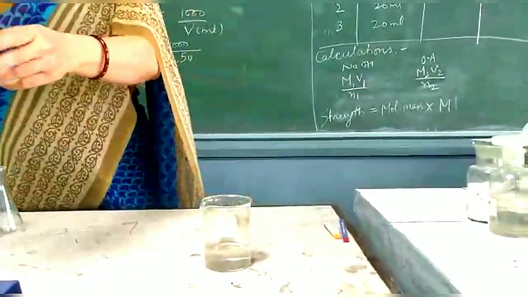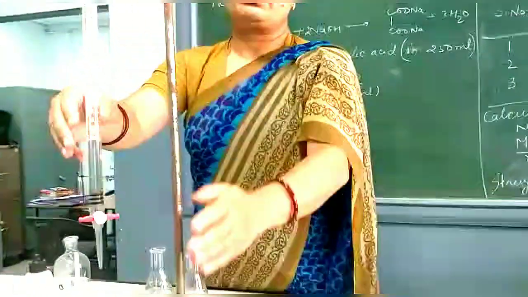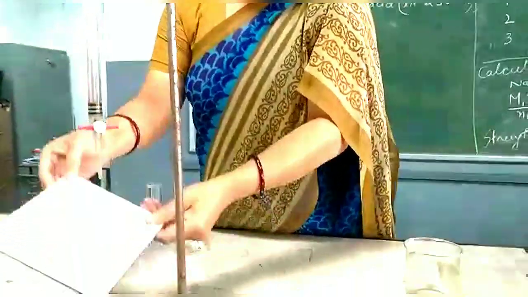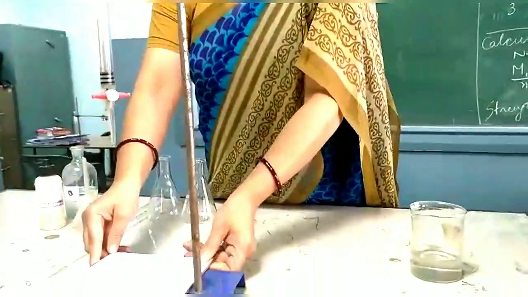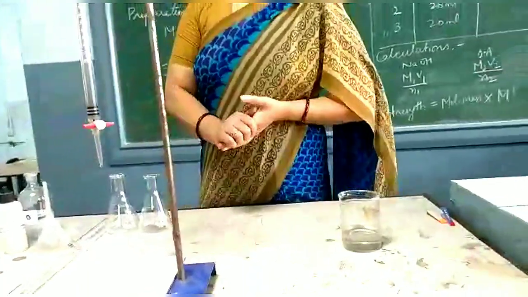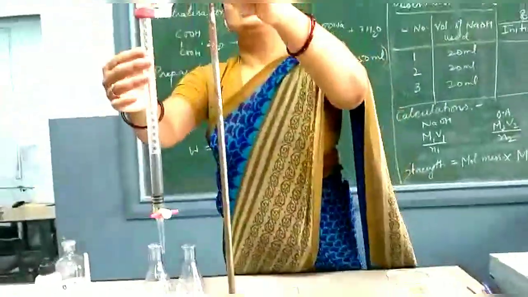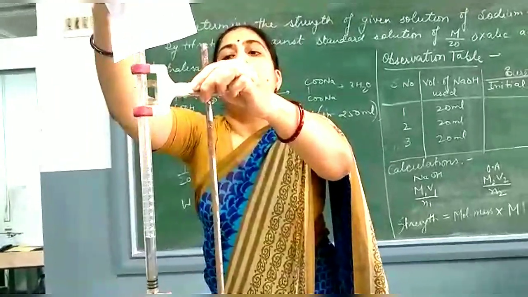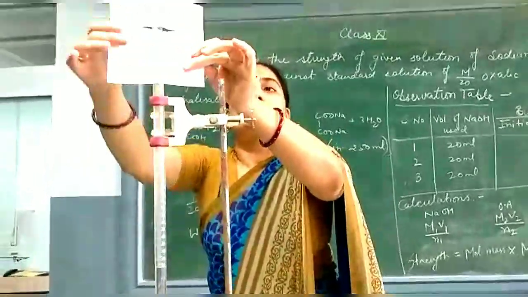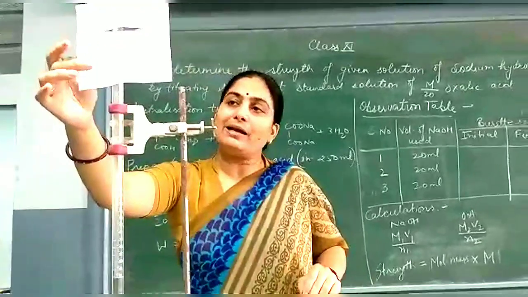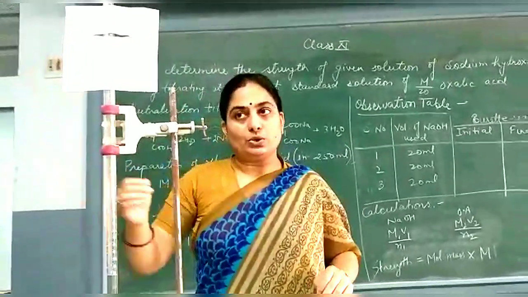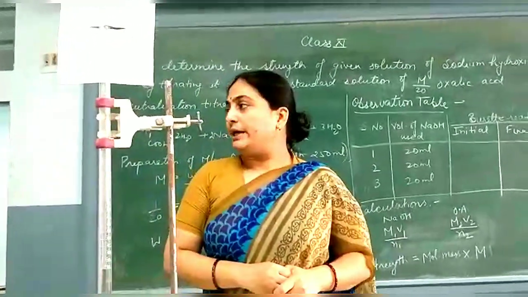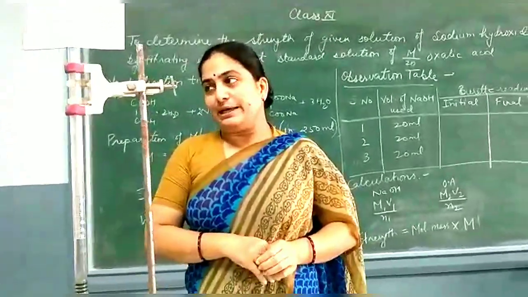Now here is the apparatus. I'll show you. This is the burette stand. One tile I have used just to find the exact color and observe the proper color. Here I have a clamp stand to which the burette is fixed, and this is the parallax paper. The parallax paper is used to take the reading very easily and clearly.